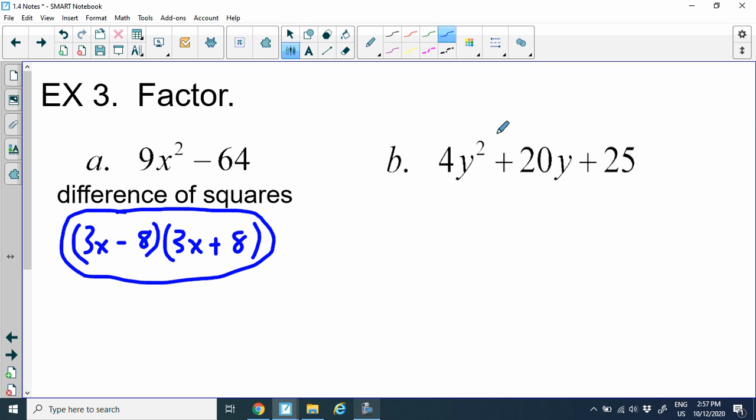Okay, let's look at our next one. So notice here, for our b, we have a trinomial. We have two pluses. And notice that the a and the last term are perfect squares. So this is actually what we call the perfect square trinomial.